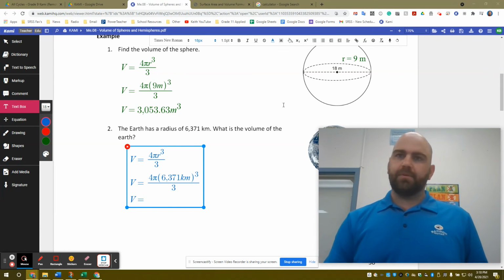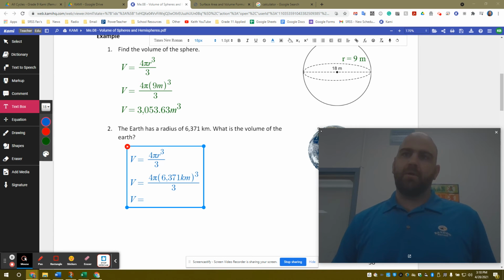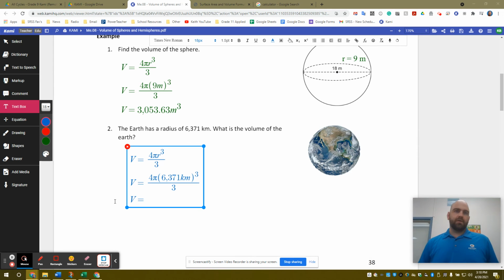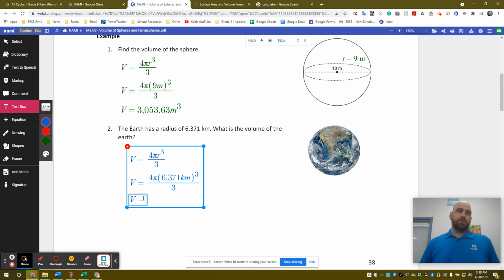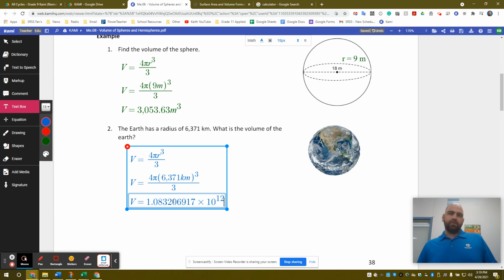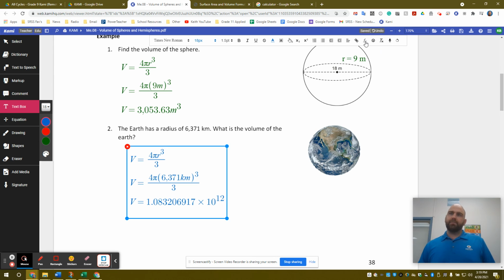I'm going to put that number down here. Make this a little smaller so you don't see as much of me anymore. So this is 1.083206917 times 10 to the power of 12. This is a number that's in scientific notation. It tells us that we're actually going to multiply by a 1 with 12 zeros behind it. So when we do that, this is the number that we're actually going to get.